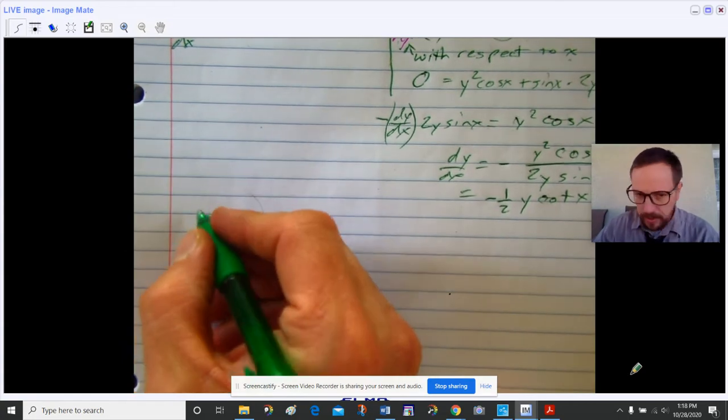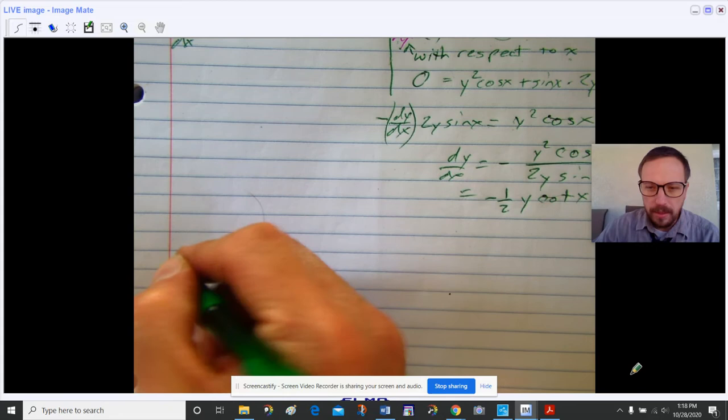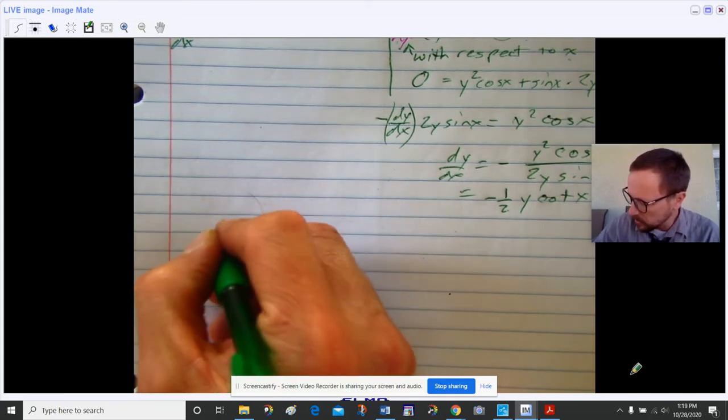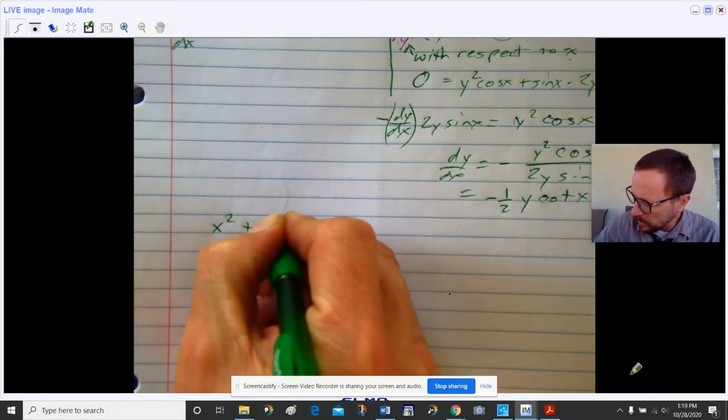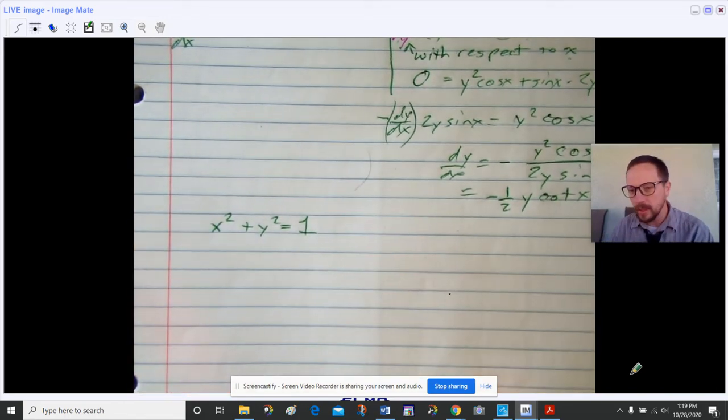And then again, like I said, we tend to use these for non-functions. Like here's one: x squared plus y squared equals 1. Not a function, but very important equation. What is this the equation for?